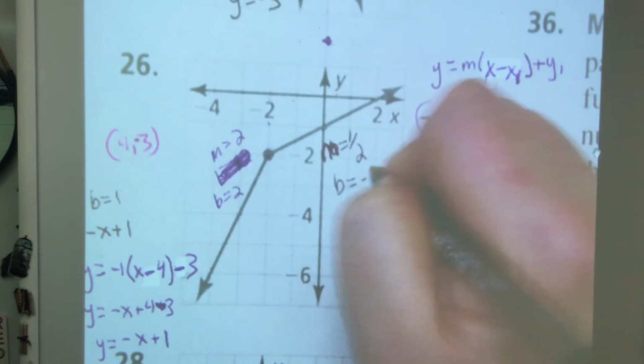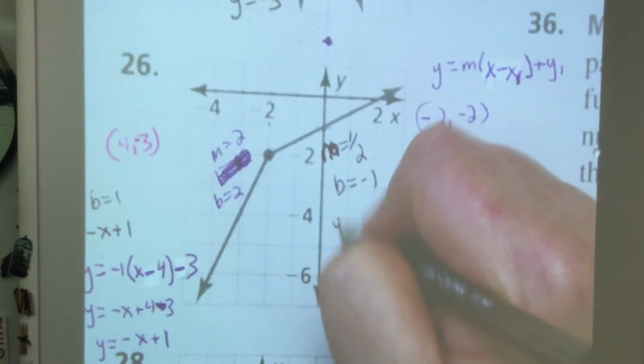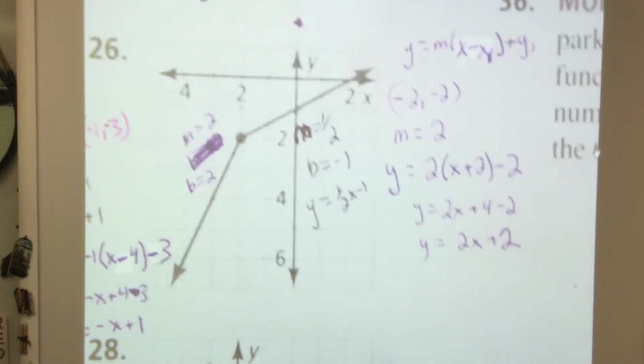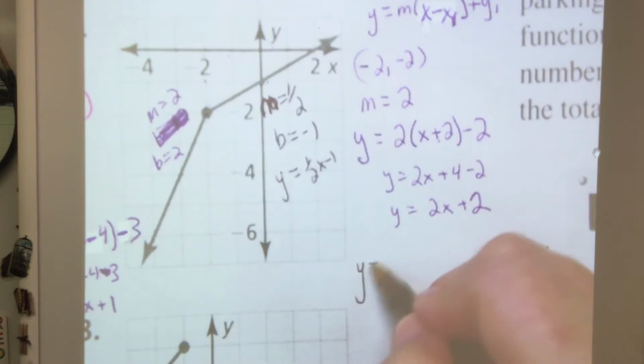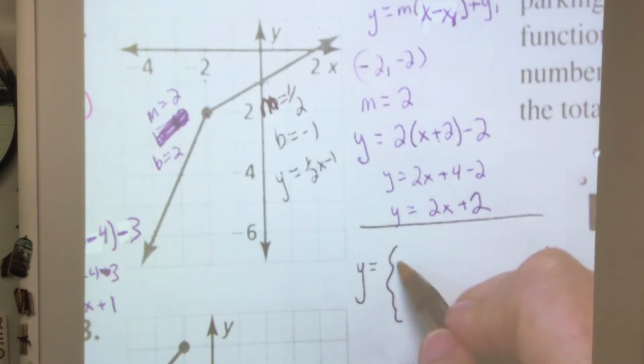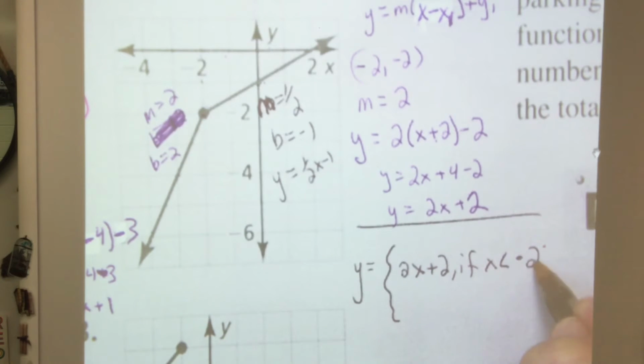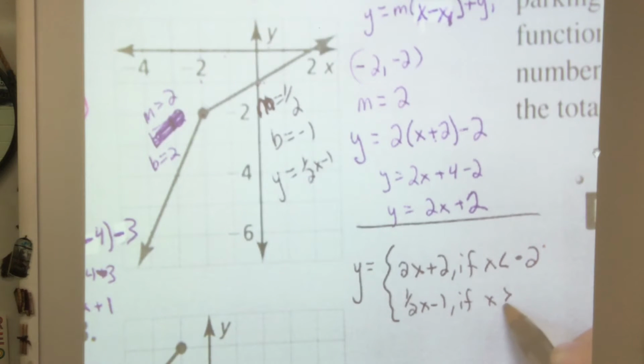My b equals -1. So my second equation is y equals 1/2 x minus 1. So my piecewise function will be y equals 2x plus 2 if x is less than -2 and it is 1/2 x minus 1 if x is greater than or equal to -2.